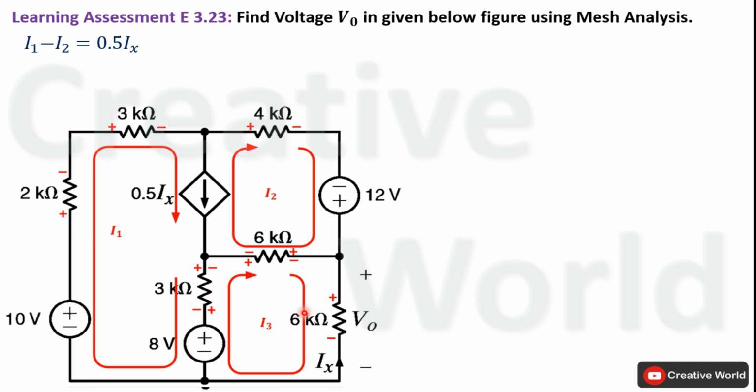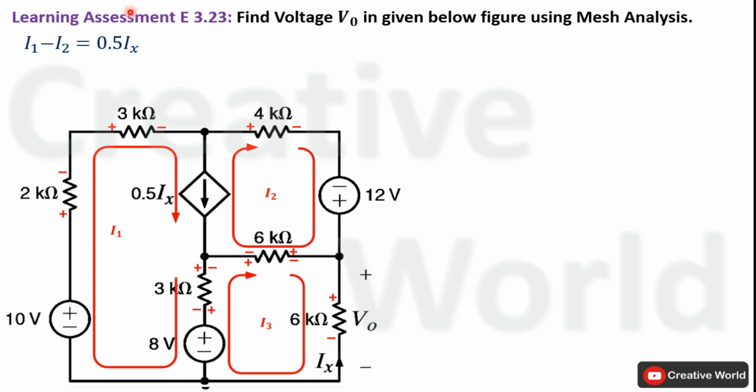Ix in this network is this branch current and the direction of this Ix is upward, while we have assumed the current through this branch is I3 and it is flowing in downward direction. Both currents are opposite in direction to each other, so we can say that current I3 will be equal to minus Ix, or Ix is equal to minus I3. Due to the series connection, both currents will have the same magnitude, but the directions of both currents are opposite. That's why Ix is equal to minus I3.